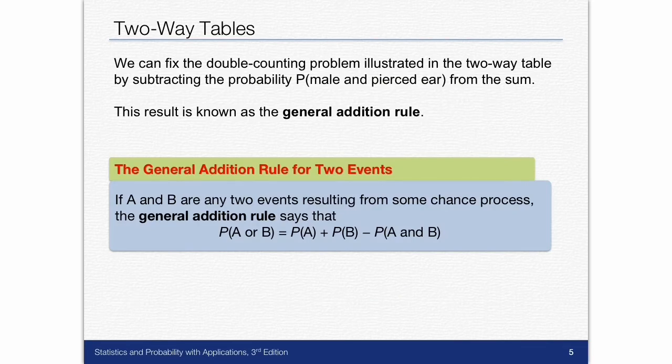So we fix the double counting problem, illustrated in the two-way table, by subtracting the probability that they're male and they have pierced ears, the overlap of the two. You subtract that from the sum. And this gives us what's called the general addition rule. Write this down. If A and B are two events resulting from some chance process, the general addition rule says that the probability of A or B is the probability of A plus the probability of B, minus the probability of A and B happening together.